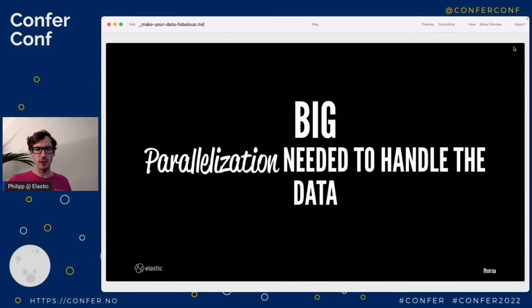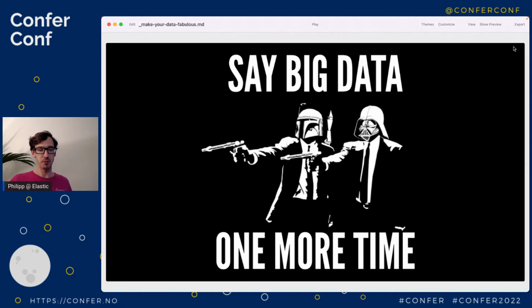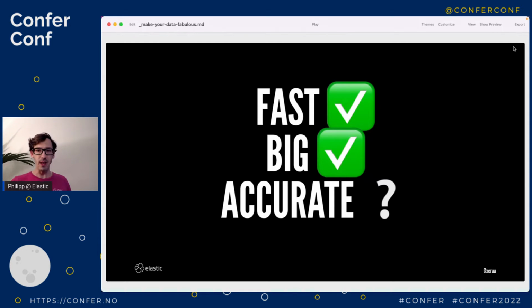I don't want to get too much into the big data discussion because big data has been a term that has been used and abused way too much. So let's skip that and let's say simply what is spread out over multiple nodes. That is what we mean with big here. So fast is clear, big is clear. How about accurate? What even would be a useful system that is not accurate? And we'll dive into that and see how that works.